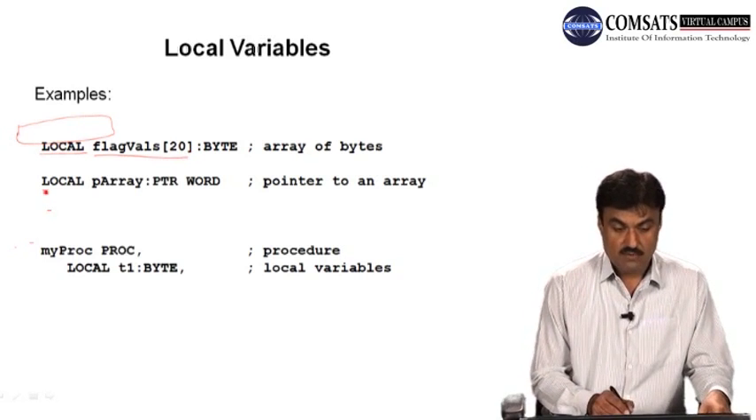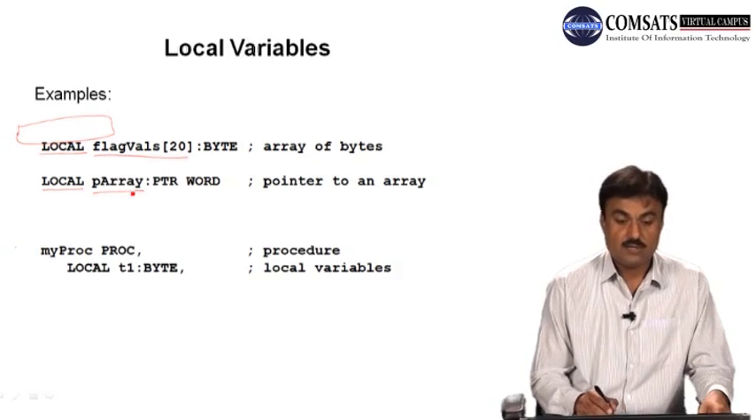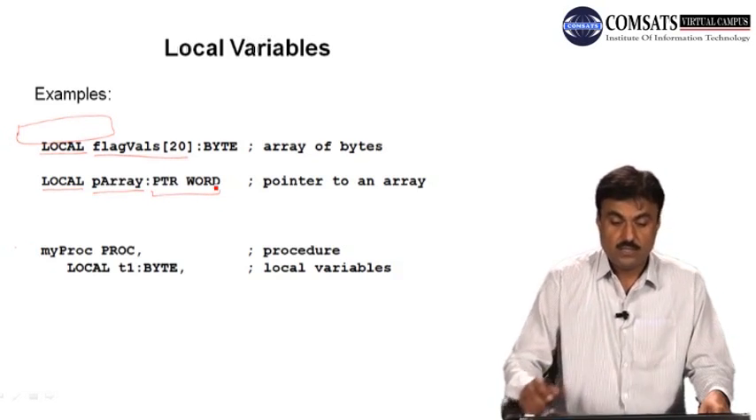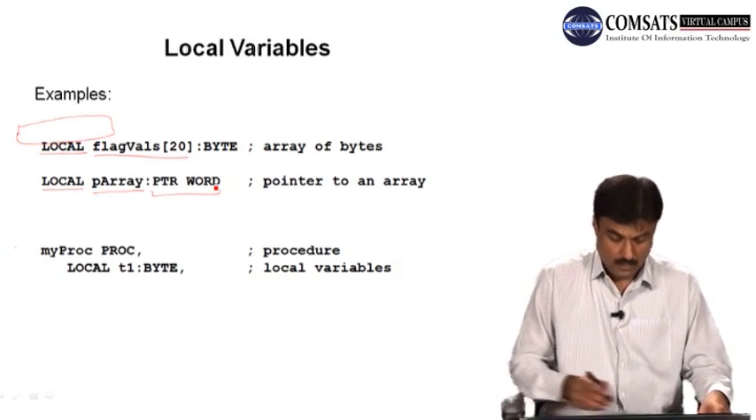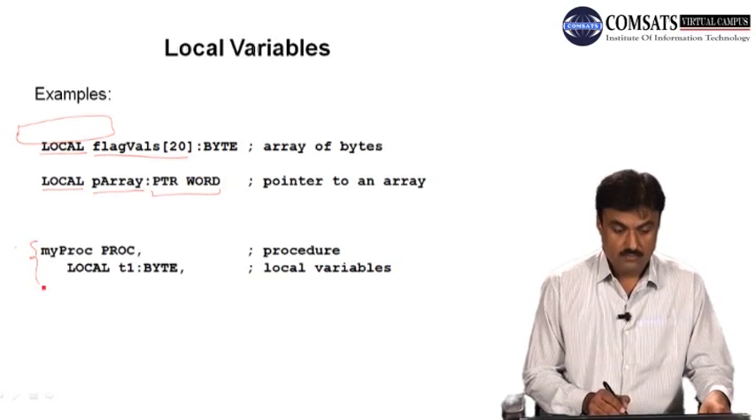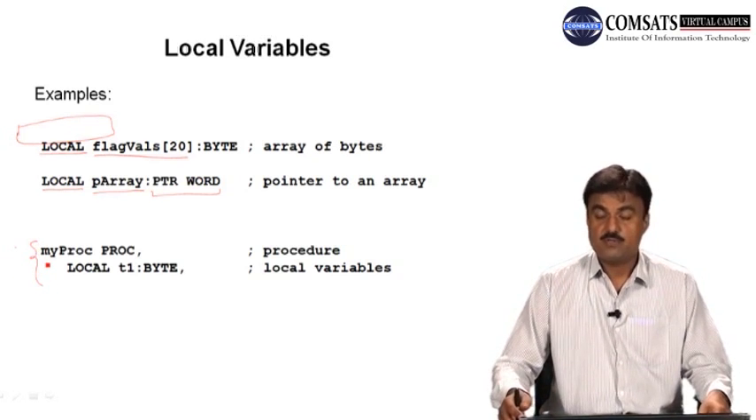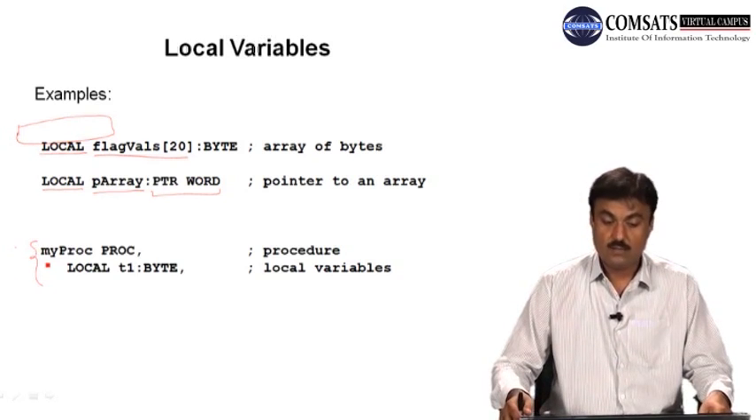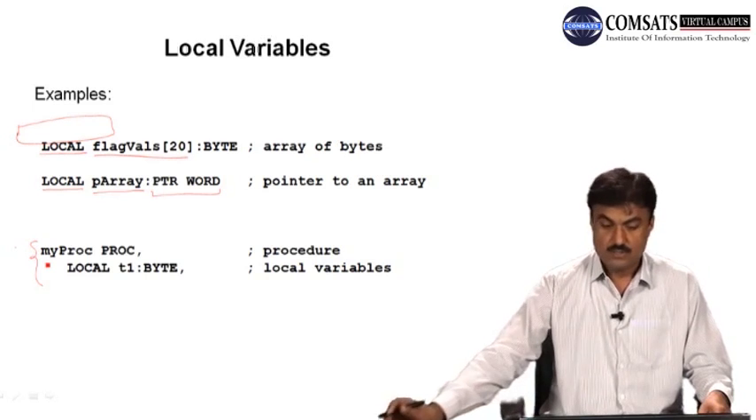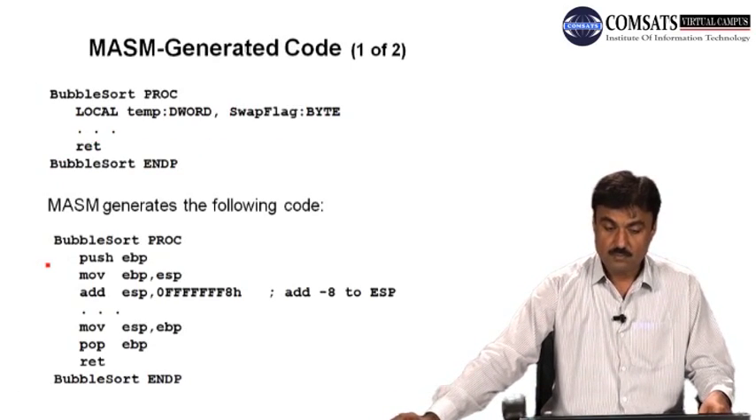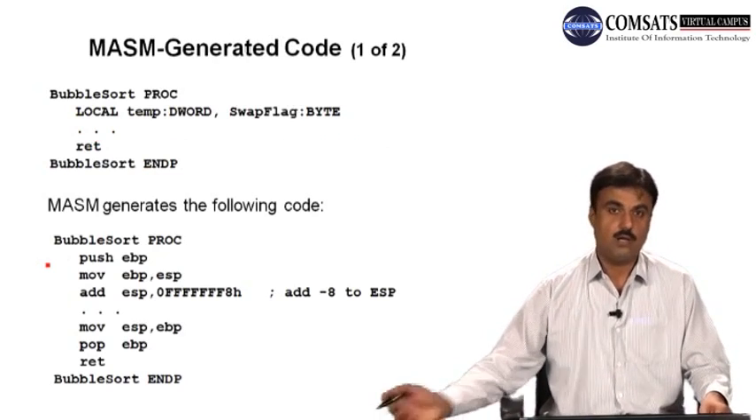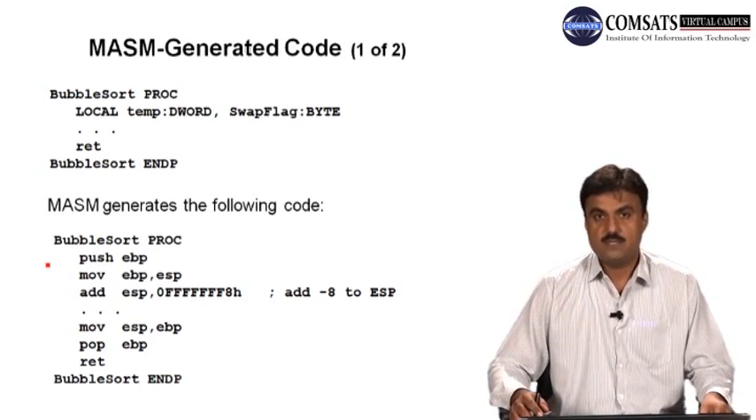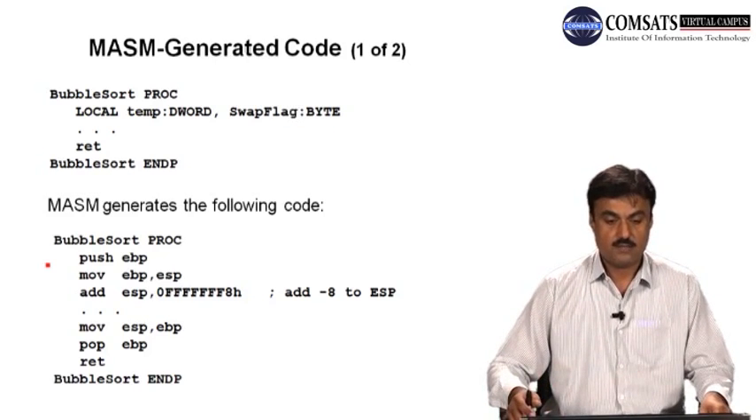Similarly, you can define local p array, or pointer array. This will hold the address of a word type. So this is a pointer to an array, and here you can see another example. We have my procedure, and its type is procedure, and then there is one local variable t1 and it's of type byte. So if you want to use local variables inside the procedures, the local directive will be used, and the local directive must immediately follow the procedure directive.